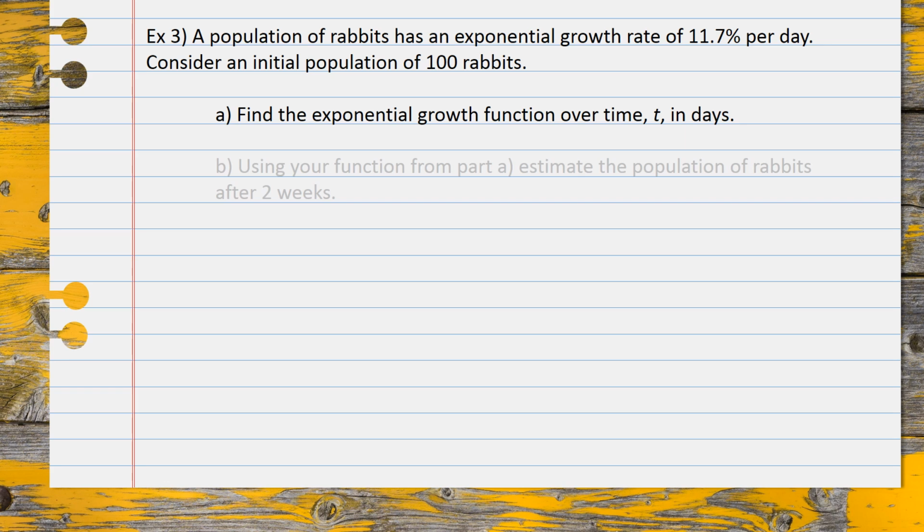Notice the key phrase, exponential growth. Because it says exponential growth, that means automatically we are using that function of P of t equals P naught E raised to the kt power. Now find exponential growth function over time, t in days. That means I do want to keep this generic, meaning I do want to keep t as part of the function. It means your final answer is not going to be a number.